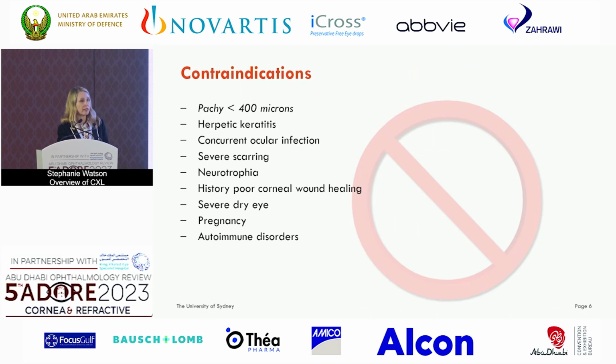Contraindications. Well, traditionally it's been said pachymetry less than 400 microns is a contraindication. There are new methods being used to try to swell the corneal stroma, or use things such as bandage contact lenses during the procedure to allow treatments at these thinner levels, but there is a risk to the endothelium. Herpes is a contraindication because you can get reactivation, and so is a history of excessive scarring.